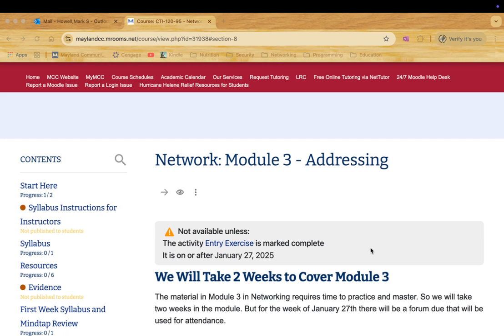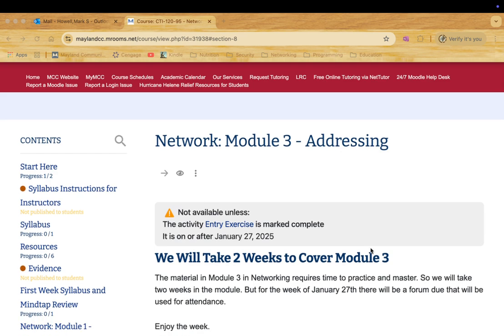This module has a lot of material in it, and sometimes it's hard for students to grasp how to do a subnet, how to design networks to minimize the interference from other networks, how the different pieces of equipment work, basically how to design a network. And so we're going to take 2 weeks in this module.